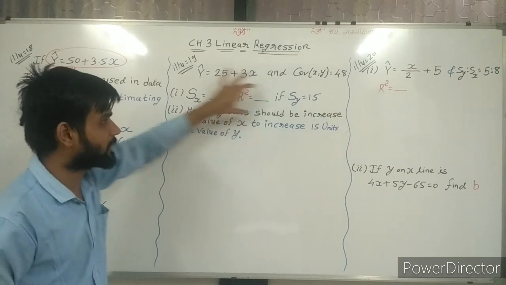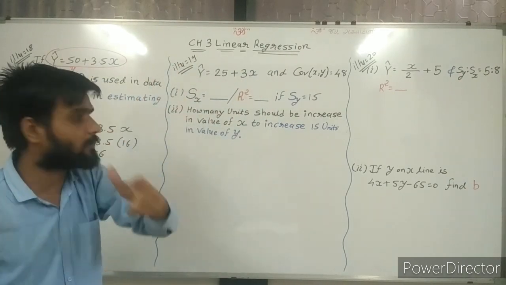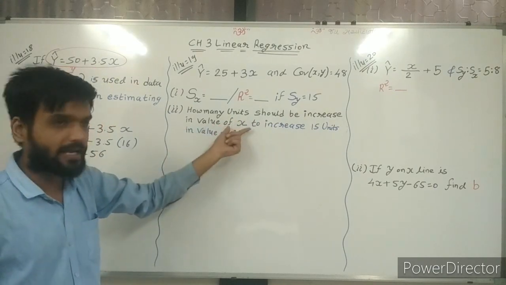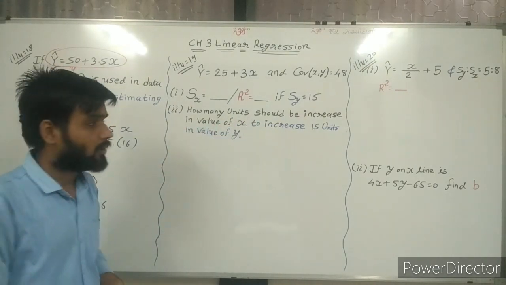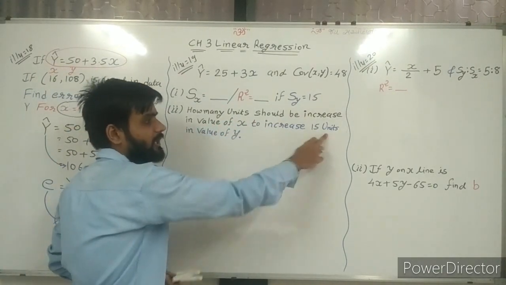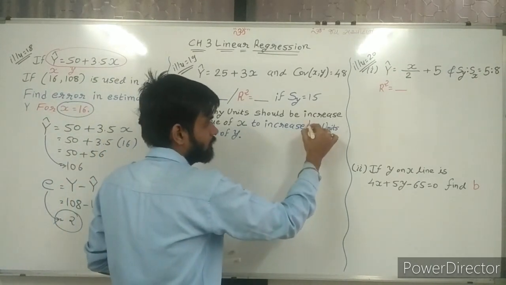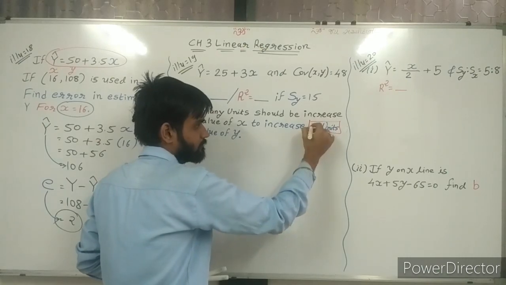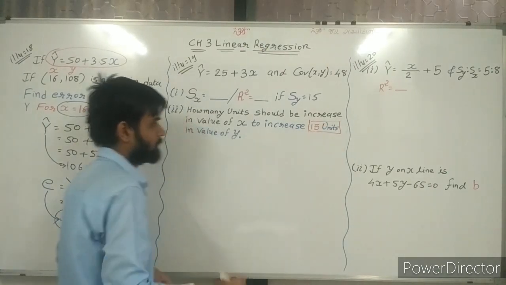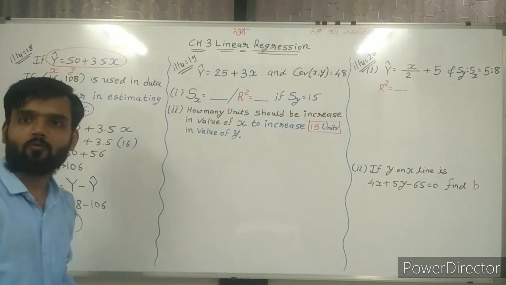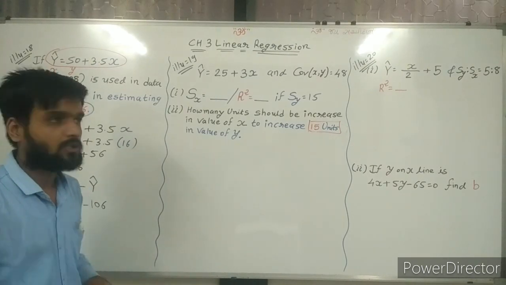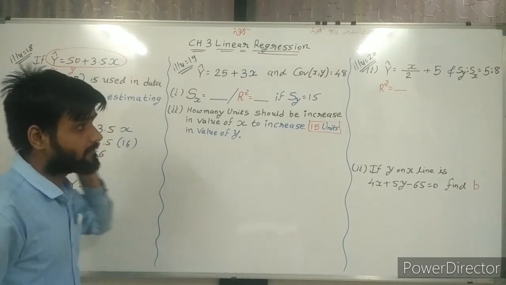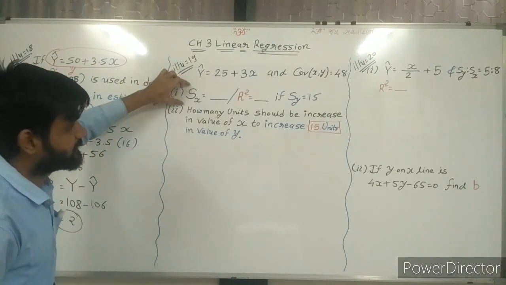So the first question is clear. Now what is the second question? The second question: how many units should be increased in the value of x to increase 15 units in the value of y? So this is my second question. First of all, we are solving the first question.